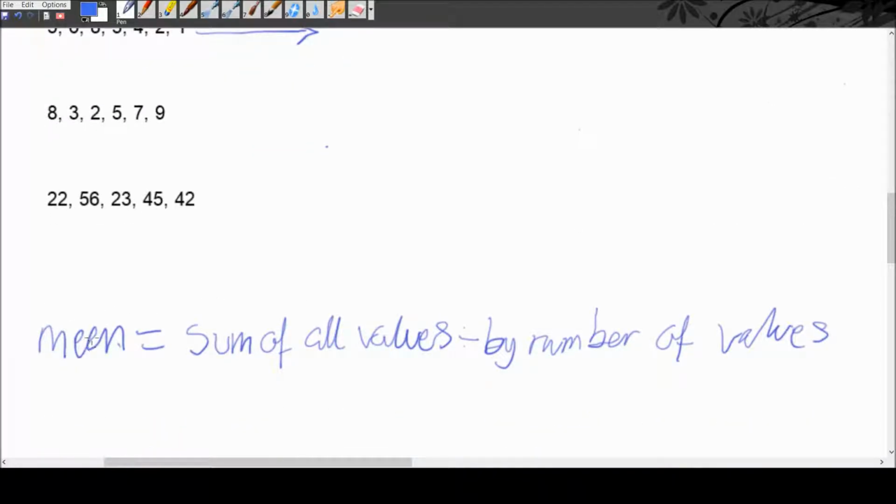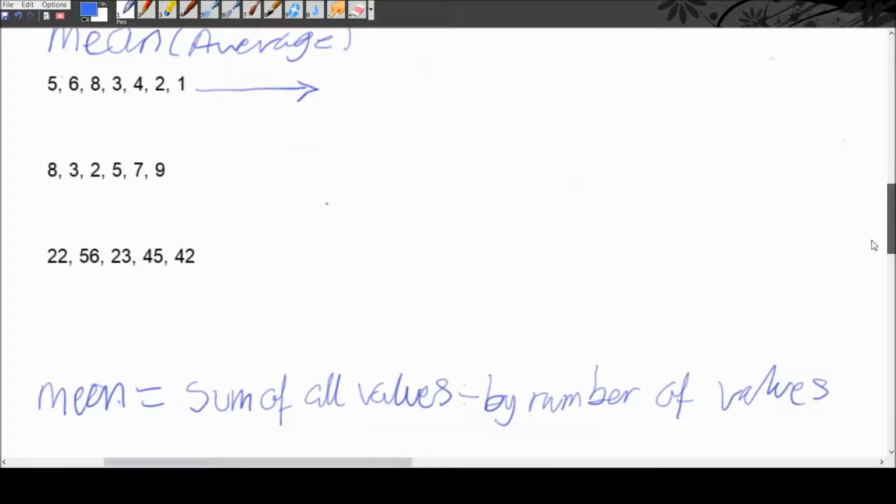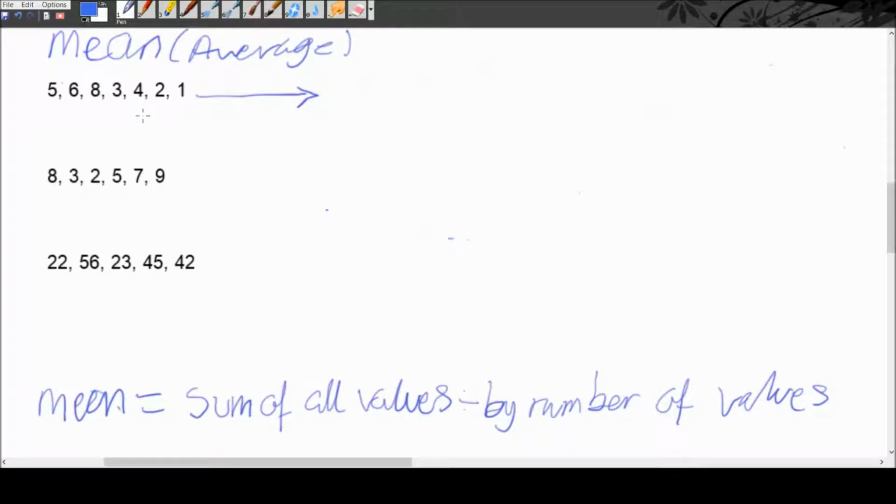It says the mean, that should be an A, the mean is equal to the sum of all the values divided by the number of values. Okay, so what does that mean? Some of you are thinking, what the heck are you talking about? This is what I'm talking about. The sum of all the values means you add up all these numbers together, and then you divide it by how many numbers there are. How many numbers are there?